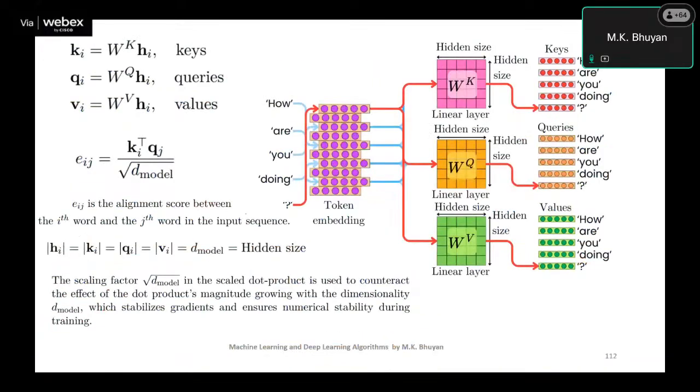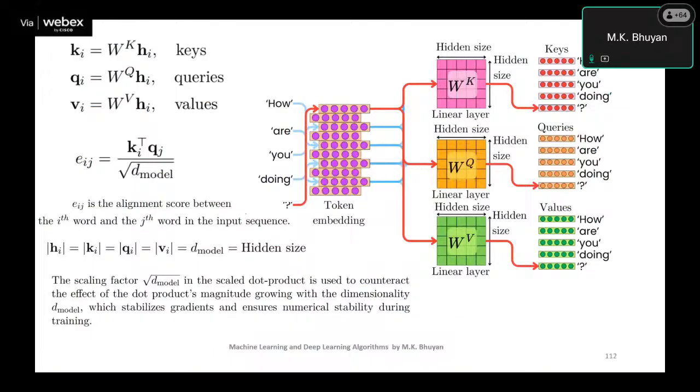So like this, you can see in this example also I have shown. First, we are determining key, query, and the value. So WK, WQ, and WV, these are the matrices. And the input is "how are you doing?" And first we are doing the token embedding. So token embedding we have done.